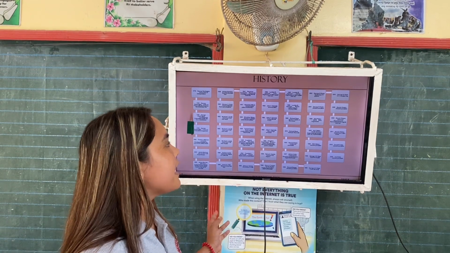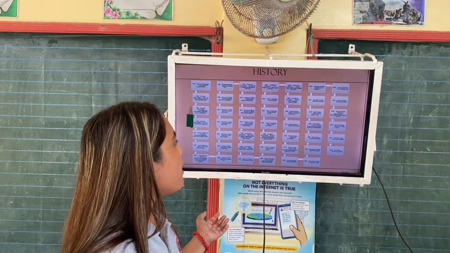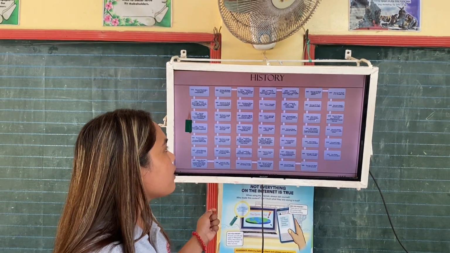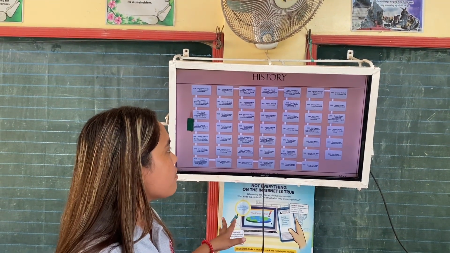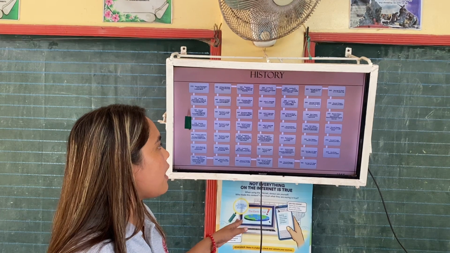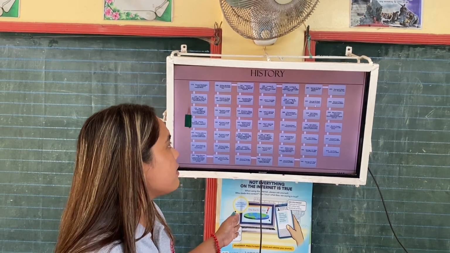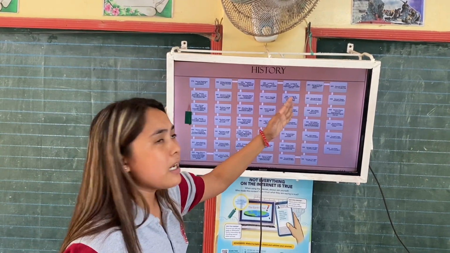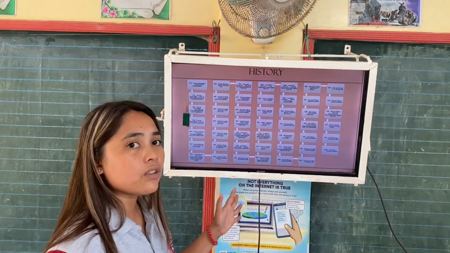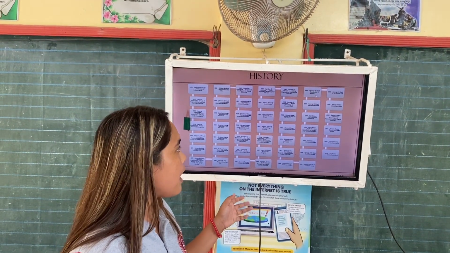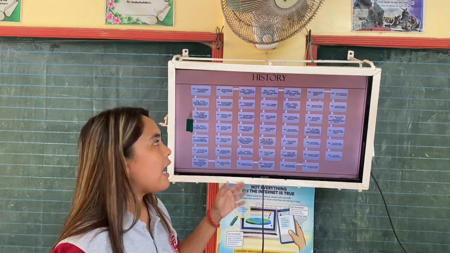And then by 1999, this is where Bill Clinton, NATO bombs Yugoslavia. And then 2001, George W. Bush elected as president. So this year, iba na naman yung president. So same year 2001, George W. Bush, September 11 attacks.